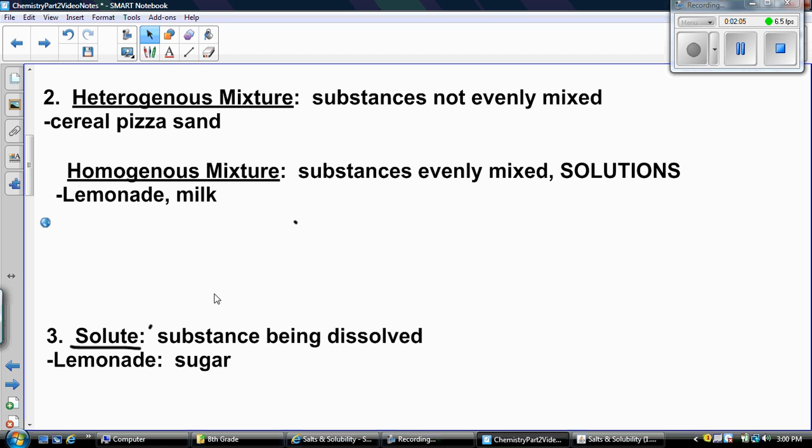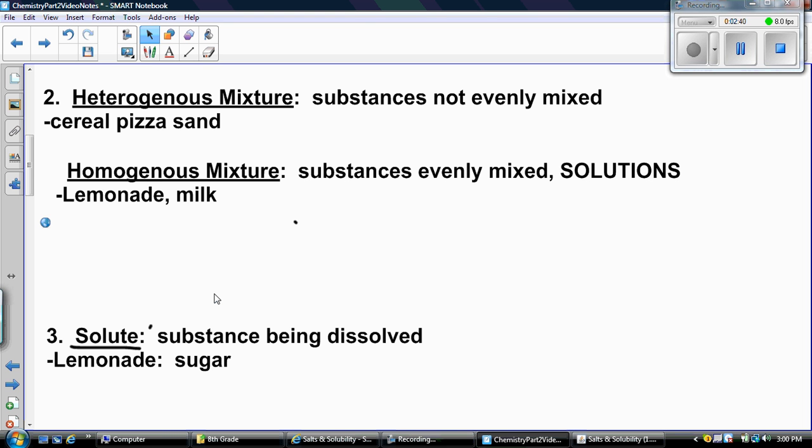So we classify mixtures as two types, heterogeneous and homogeneous. Heterogeneous mixtures are substances that are not evenly mixed, and you can usually see the parts in that mixture. So like in cereal, you can see the different parts of cereal, you can see the milk. Pizza, you can see the different parts of the pizza, pepperoni, cheese, olives, bread. Sand, you take a handful of sand, you can see all the different colors of the different types of matter that makes up sand.